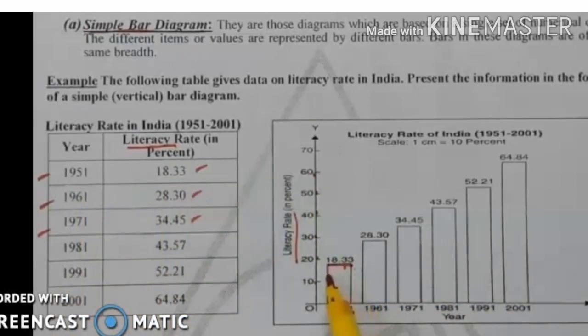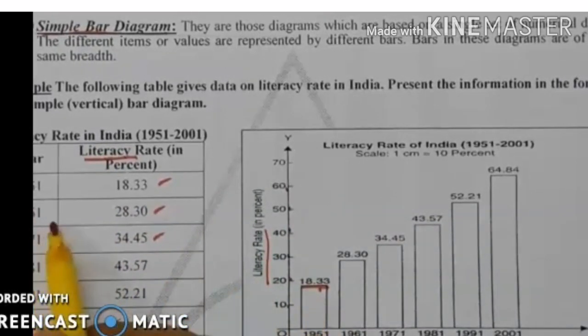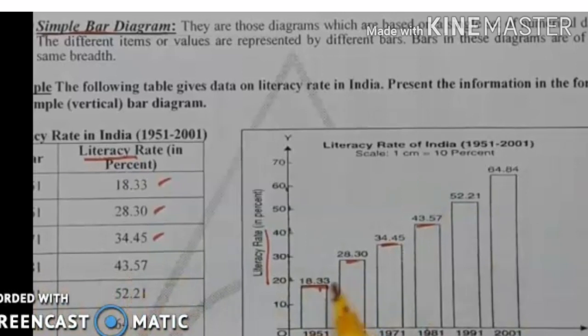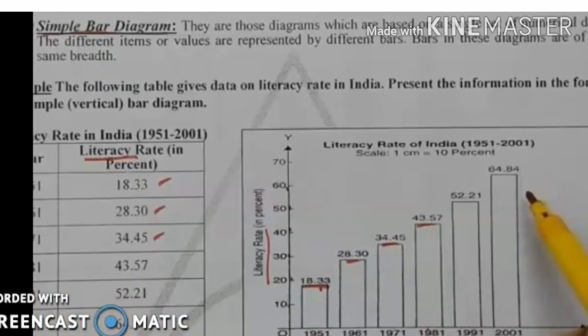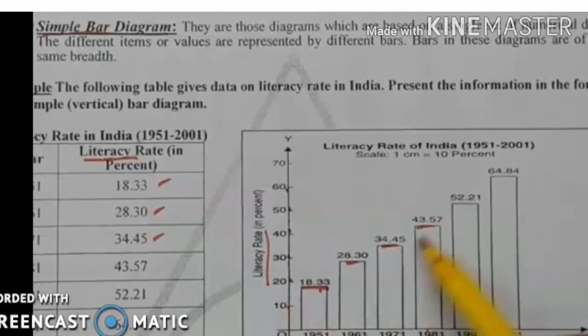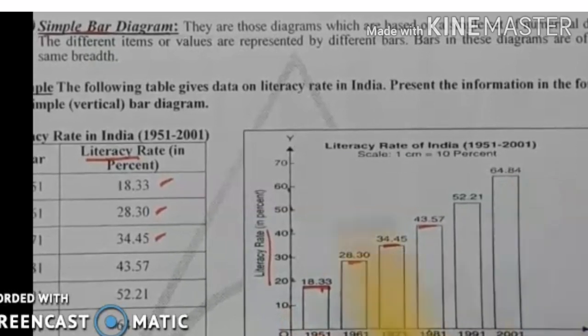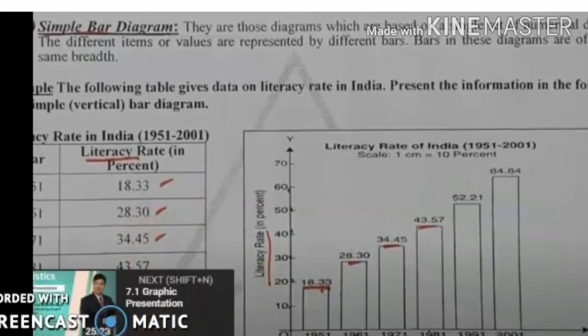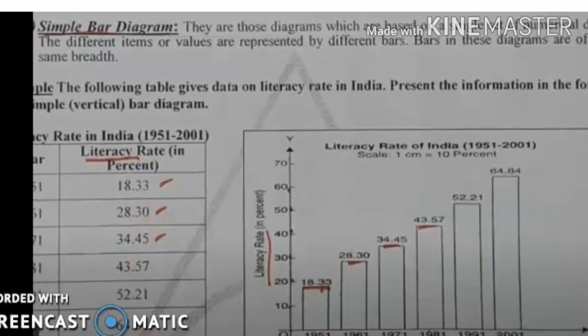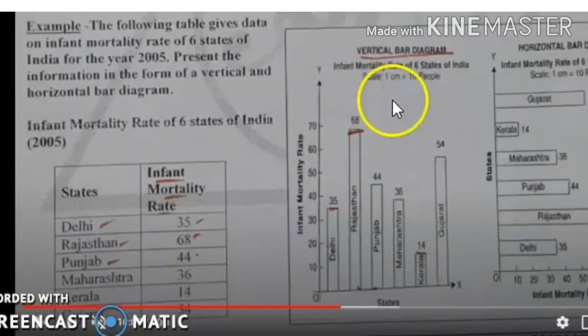Then you have to mark 18.33 starting from the point 0. You have to mark 18.33, then 28.33, then 34.3, then 43.5, then 52.21, then 64.84. So this is how you mark the literacy rate. Example, the next question is showing the horizontal bar diagram and vertical bar diagram simultaneously.